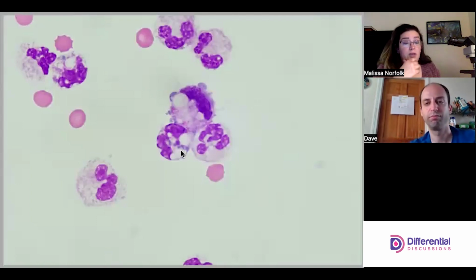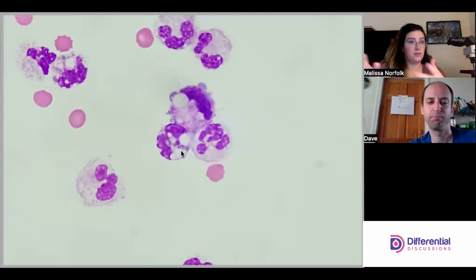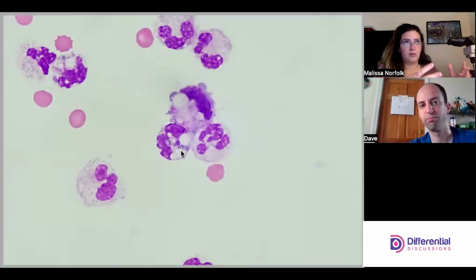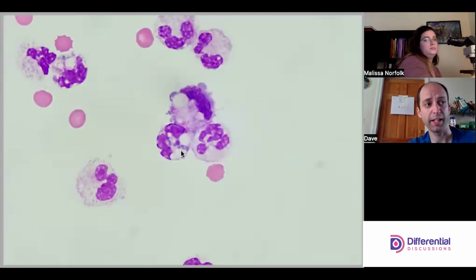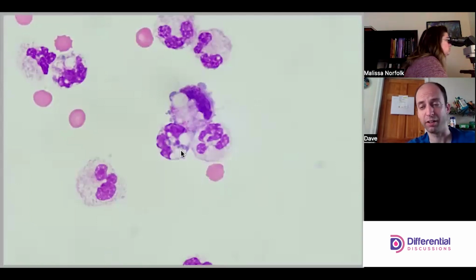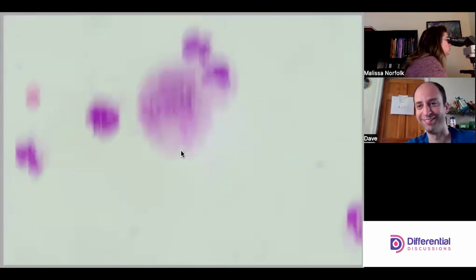The other thing we could be looking at would be like tar in a smoker, or junk that has been in the lungs that's being phagocytized. If we're looking at that sort of stuff, though, there's not usually red cells that go with it, like this one has red cells. And with the tarry smoker lung, you're expecting to see it really widespread throughout the entire slide, which we're not seeing here. It can be black, like black.